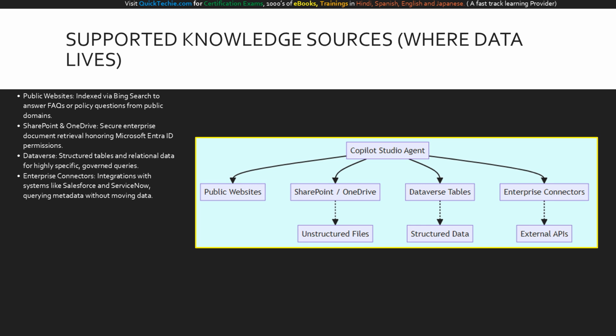This graph illustrates the hub-and-spoke model of agent knowledge. The Copilot Studio agent sits at the center, reaching out to diverse sources. It can pull from public websites, reach into SharePoint for unstructured files, query Dataverse for structured tabular data, or use enterprise connectors to securely access external APIs. This unified reach is what makes the agent so versatile.